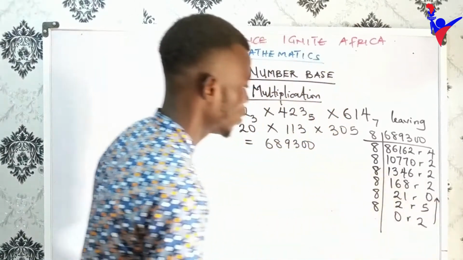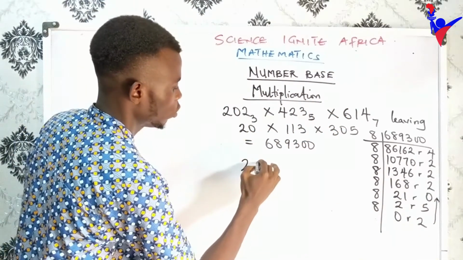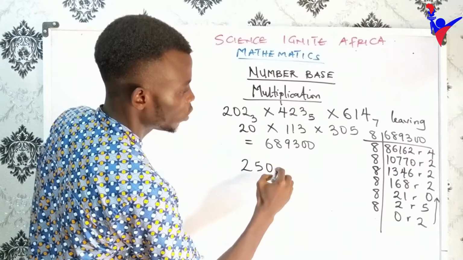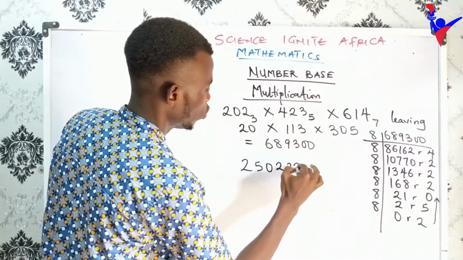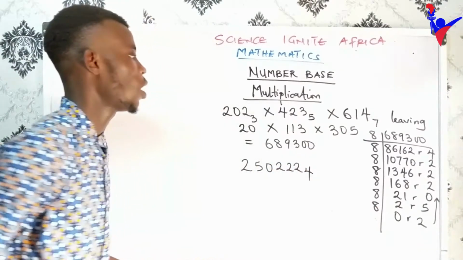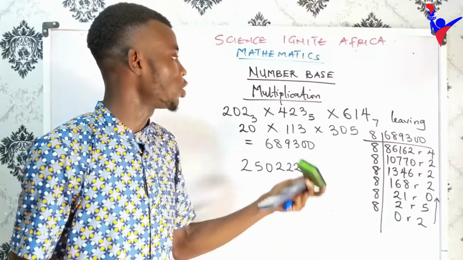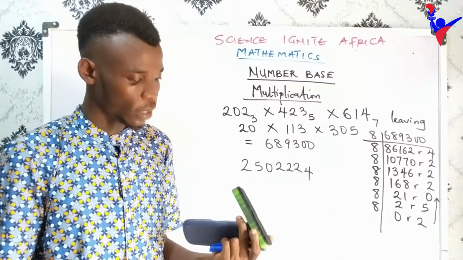Remember, we take our reading upward. Then we'll be having 250222 base 8.